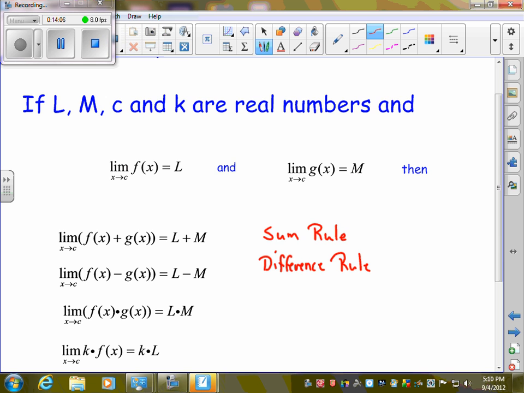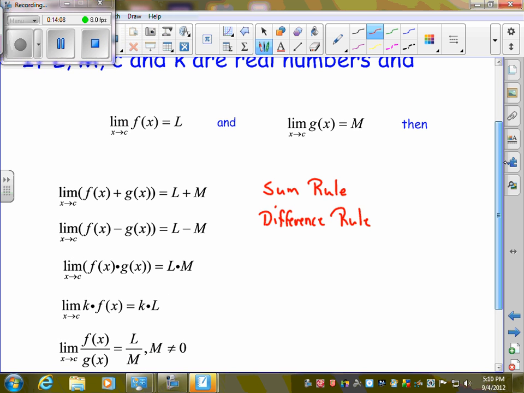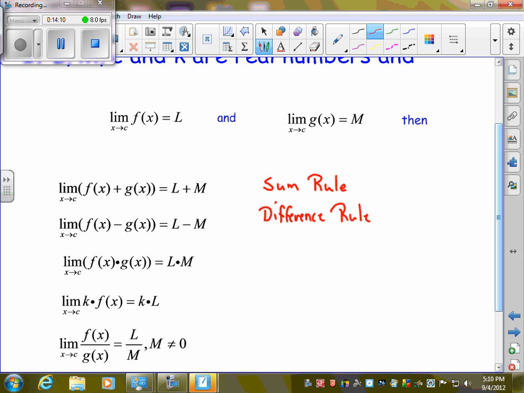Okay. You also have one for multiplication. If you have f of x times g of x, you just multiply the two limits and get L times M. And that's your product rule.